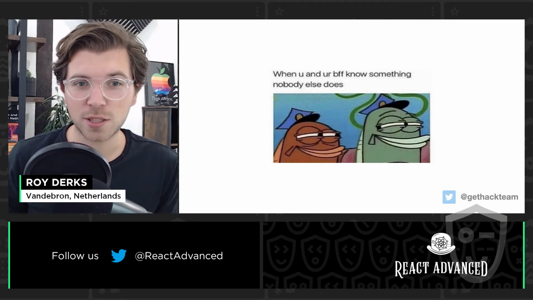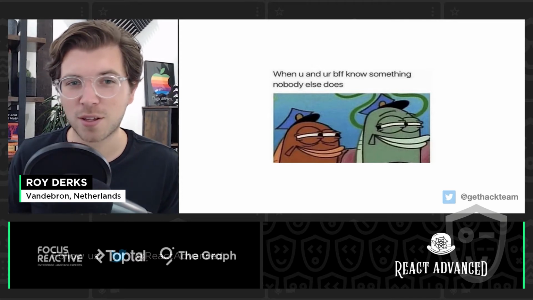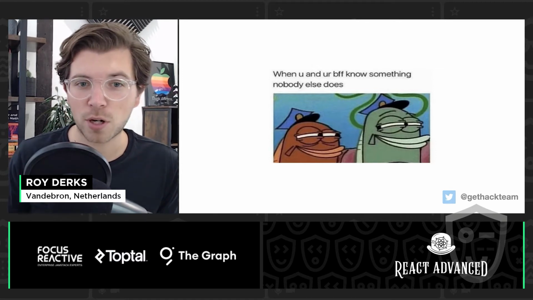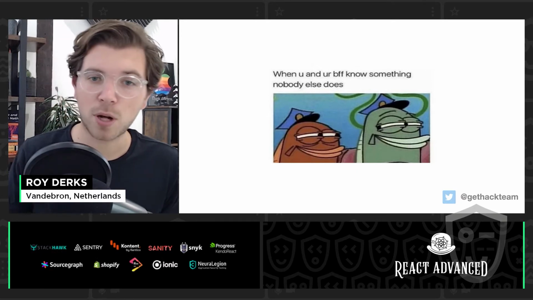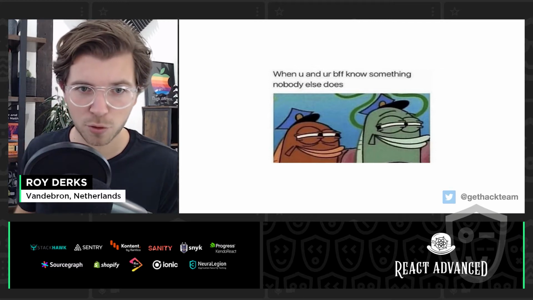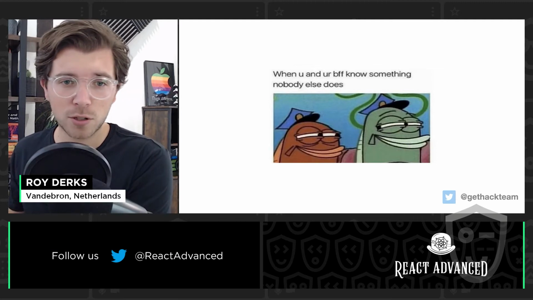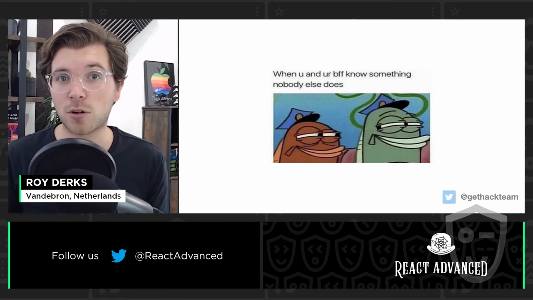So backend for frontends could also be this: when you and your backend for frontend know something nobody else does. This is actually a problem, because your mobile client may be doing something with their mobile backend for frontend, while the web client wants to do the same thing, but maybe the logic isn't implemented there. So backend for frontends aren't only a way to make things easier for the client, they can also lead to extra complications, because maybe one client knows something that another client doesn't.